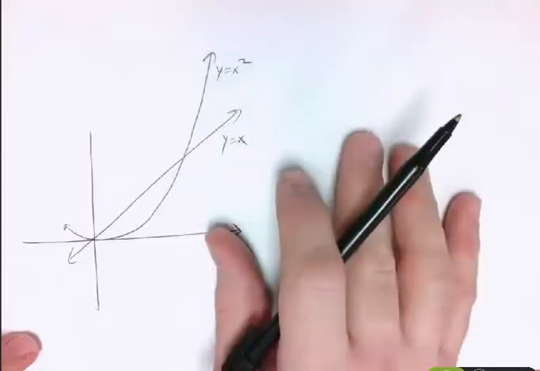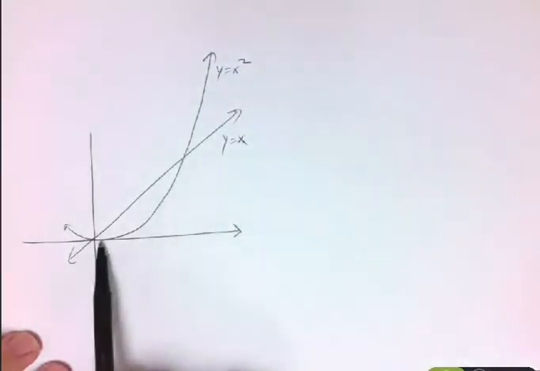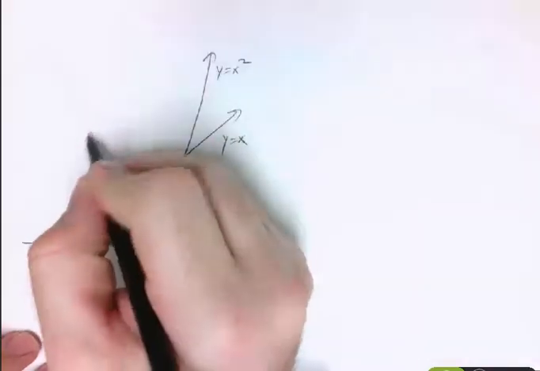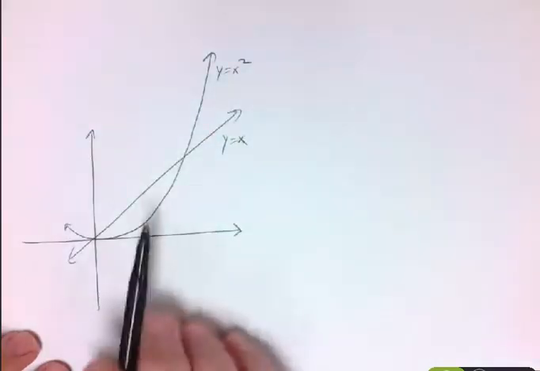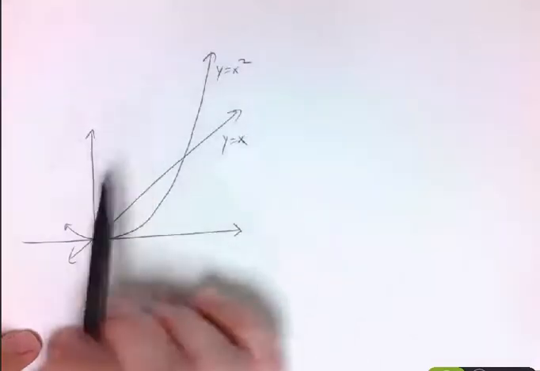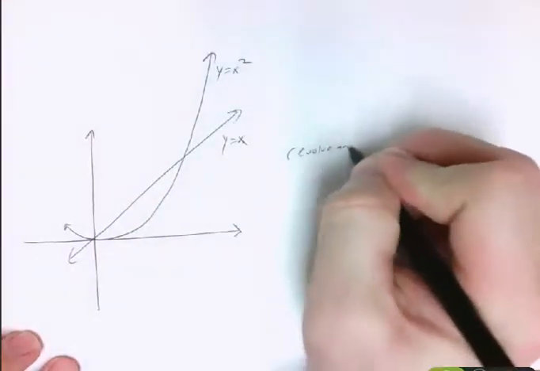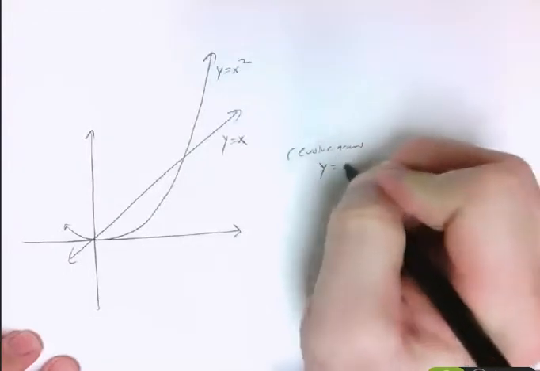Hey guys, here's the video to help you with some of those volume problems where you're revolving around something other than one of the axes. I think in class we did the x-axis, we did the y-axis, but what I wanted to do is revolve around something like y equals 2. So we're going to revolve around y equals 2.